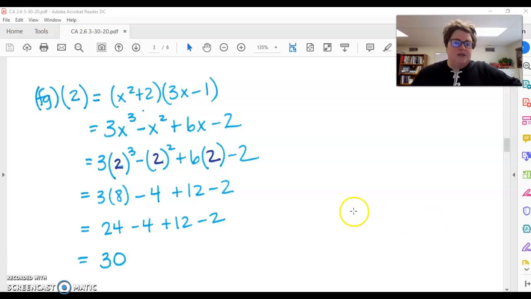Multiplication. With multiplication, I am multiplying these two together. So that means I'm going to FOIL these out. And then once I am done, I'm doing f times g of 2. So then I'll substitute in a 2 everywhere there's an x, and then simplify.